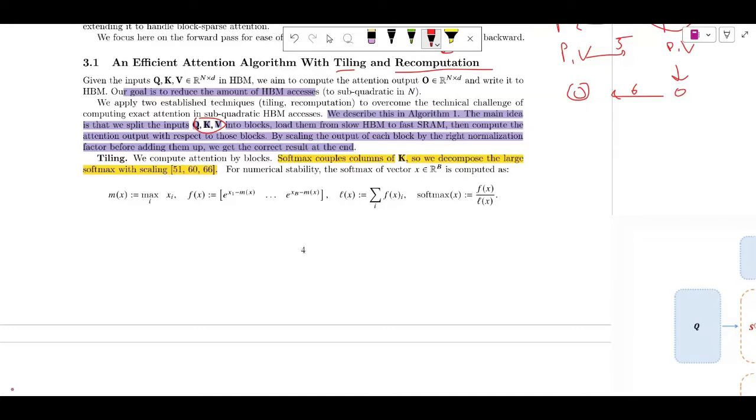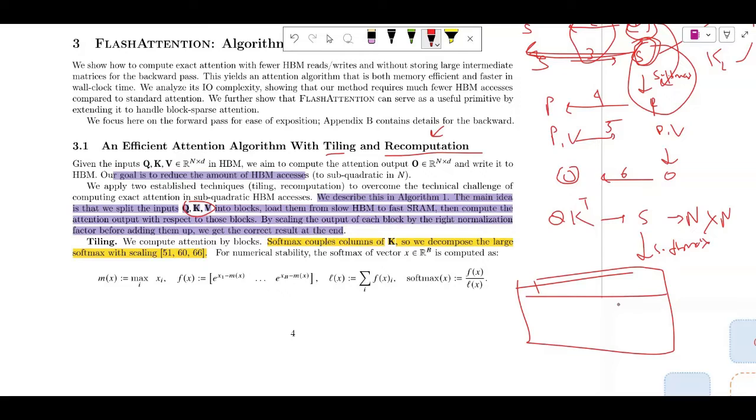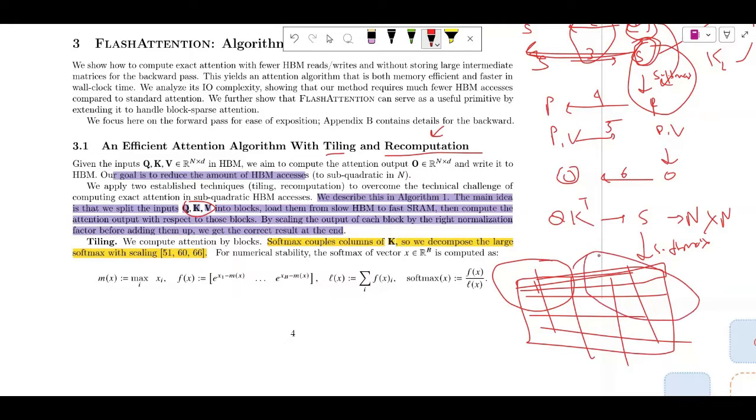There's a problem here, because if it was so easy, then people would have done it. One of the problems is your softmax. If you have a query and key and you calculate the score from it, this is n cross n, and then you do a softmax on top of it. To calculate the softmax for a particular score, you'll need access to all the other tokens in your sequence. So if you just take these two things in a block, you can't naively calculate the softmax without needing these other things. So softmax couples columns of K.